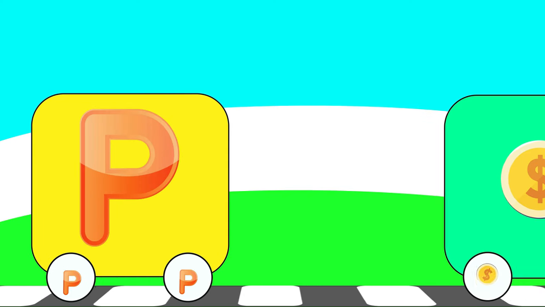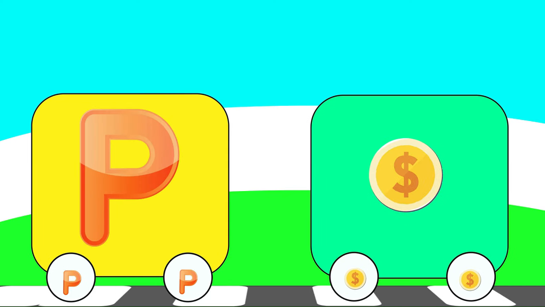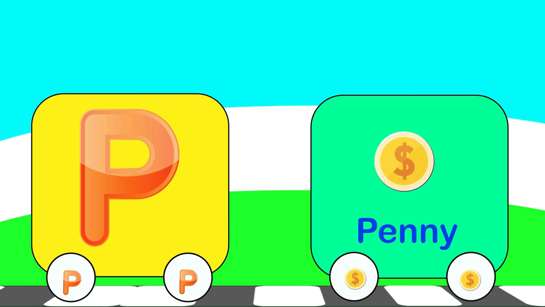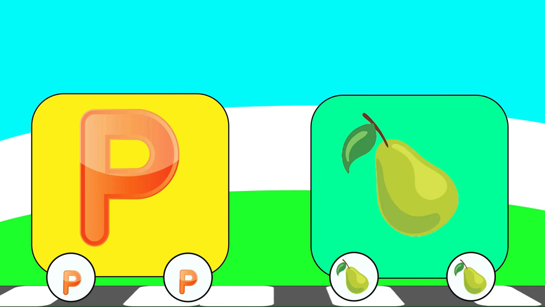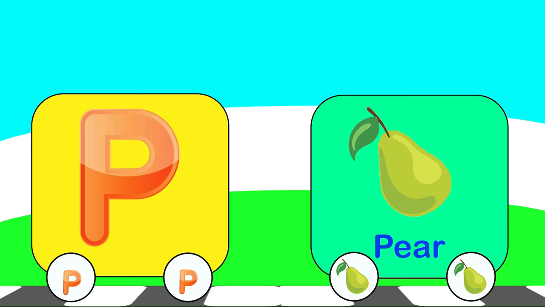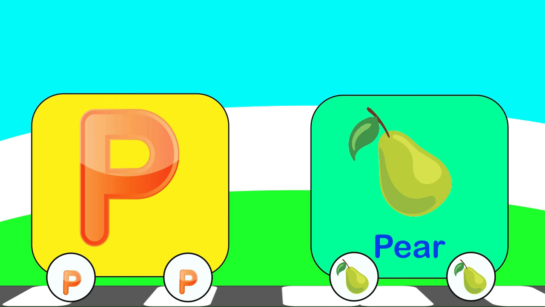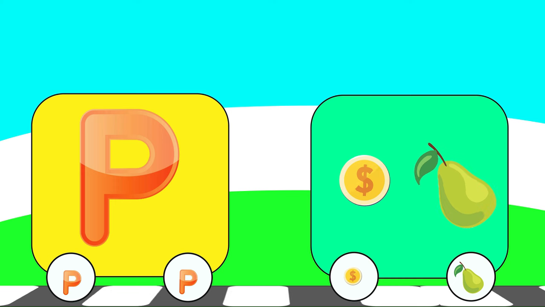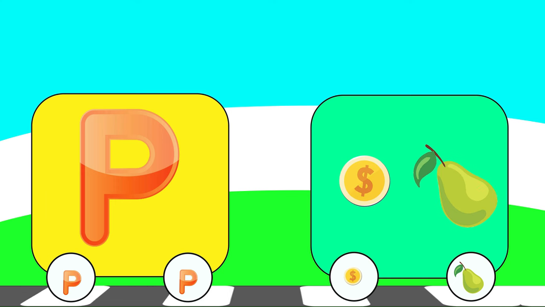P is for penny, penny. P is for pear. P, p, pear. P is for p, p, p, p, penny. P is for p, p, p, p, pat.